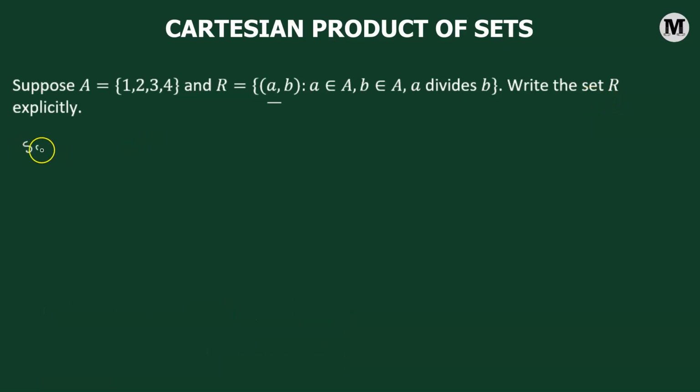Okay, let us begin. Now, what is R here? R is a set which contains the ordered pairs (a, b) such that a belongs to the set A and b belongs to the set A as well. That means we're picking the values of a and b from the set A. So a could be 1, 2, 3 or 4, and b could be 1, 2, 3 or 4. But we have to be very specific about how we choose the values of a and b. The values must be chosen in such a way that a divides b.